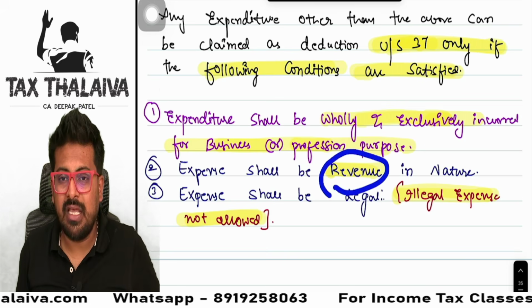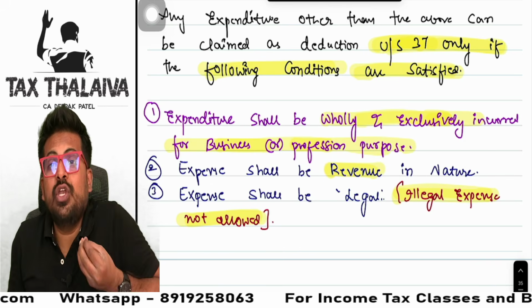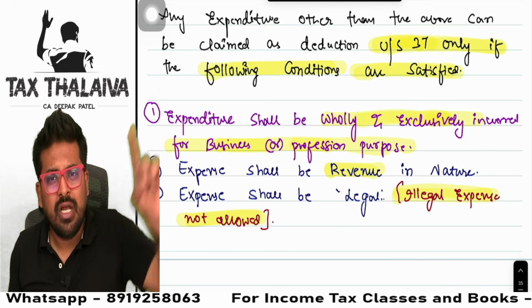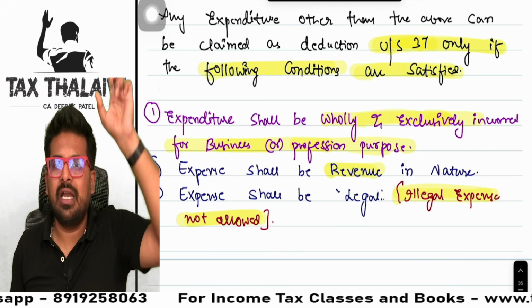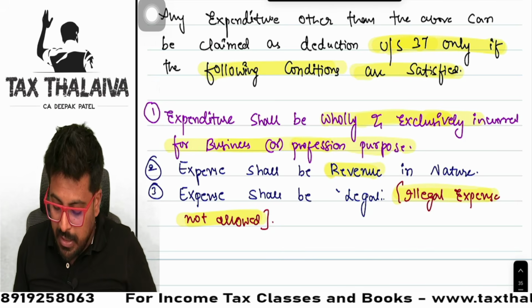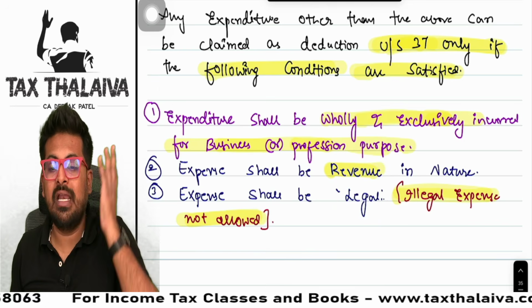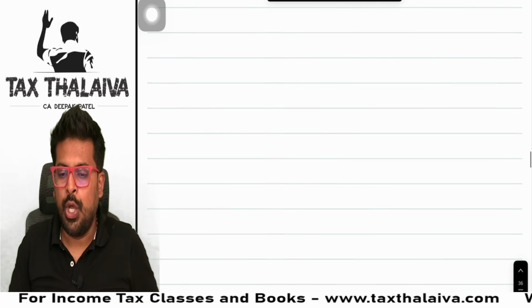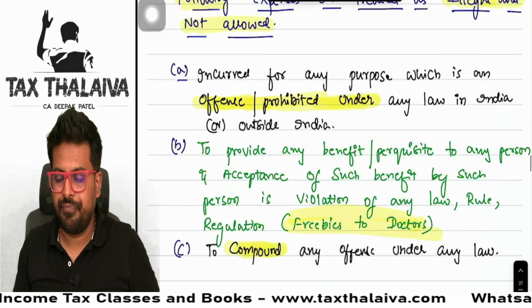The next thing is the expenditure should be of revenue nature. If it is capital nature, you will go and capitalize it and you will claim depreciation on that. And the expenditure should be a legal expenditure. Illegal expenses you cannot claim here.